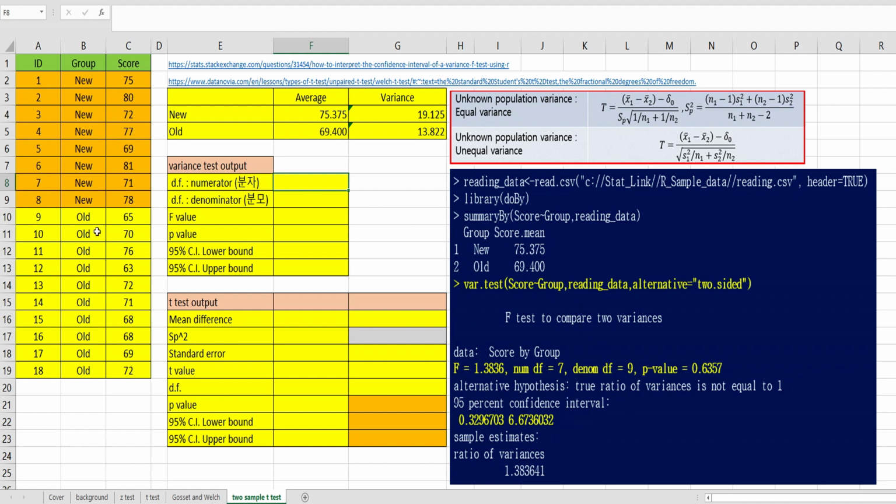As I explained, for the numerator part there are 8 observations, so the degrees of freedom is n minus 1, so 7. And the degrees of freedom for the denominator part, there are 10 observations, so the degrees of freedom must be 9. Then the F value is the variance ratio, the variance of the new group over the variance of the old group. This is the same as this one.